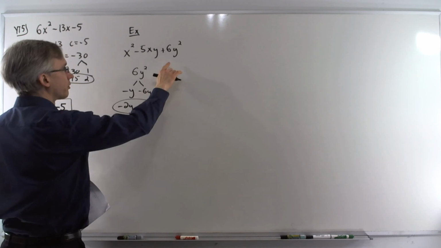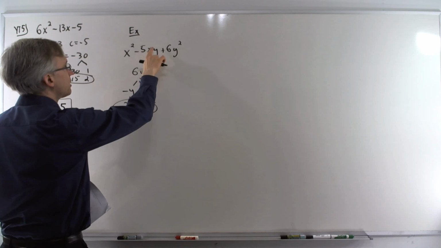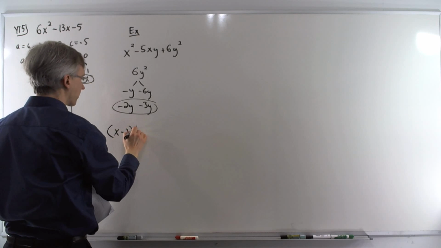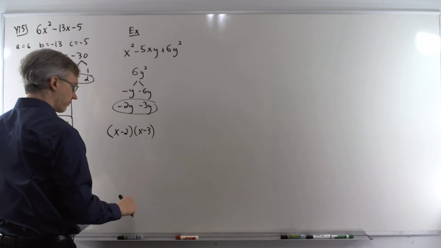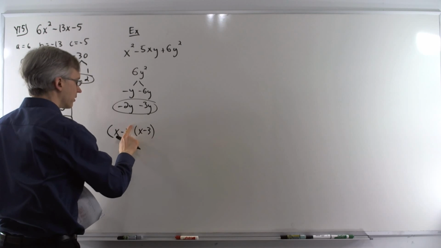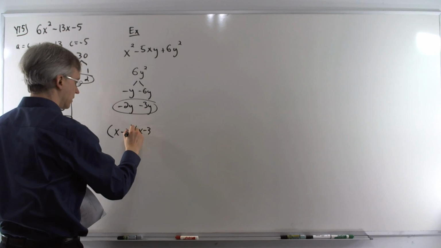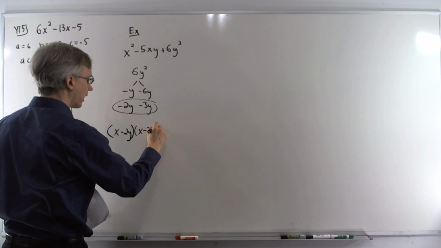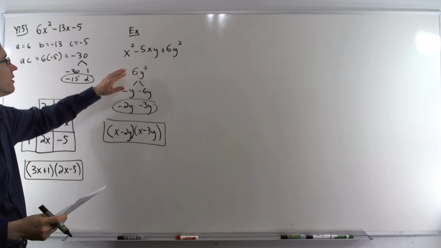So whereas before, when we didn't have the y's, when we just had x squared minus 5x plus 6, we ended up with x minus 2, x minus 3. Well, we've got a very similar thing this time. We're just going to put a y in each one of these. So we get x minus 2y and x minus 3y. And there's the fully factored form of that.